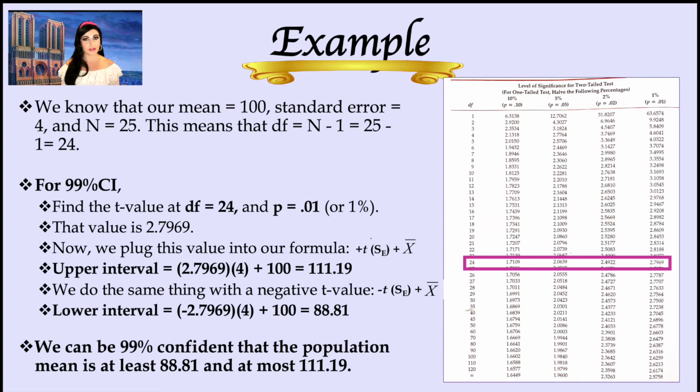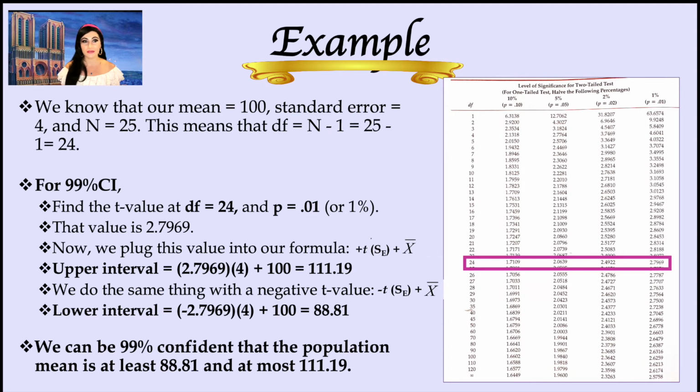So once you've put your finger on 24, you know you're going to need to slide it all the way to the right until you get to the 1% column, because 1% error corresponds with 99% confidence. We find that that value is 2.7969. So that's the value you're going to plug in both positive and negative into your t formula.